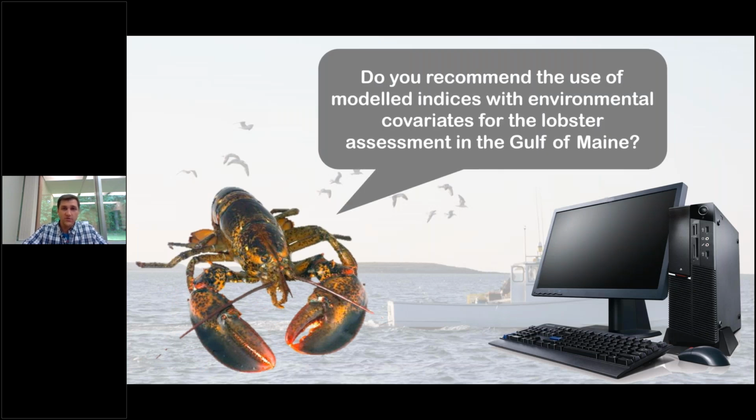So now we have to ask ourselves, do we recommend the use of modeled indices with environmental covariates for the stock assessment of Gulf of Maine lobster? Well, no. The use of modeled indices just seems to shift things around. The fit becomes a bit worse, while retrospective patterns might be better, but only because of this offset of population versus fishery parameter estimation. So we conclude that they're not necessary. Modeled indices do not seem to improve the American lobster stock assessment of the Gulf of Maine.